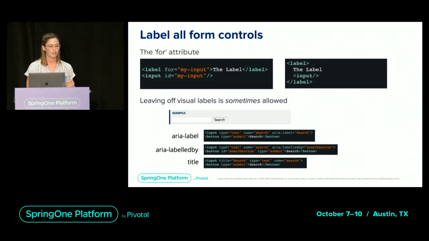Sometimes you are allowed to leave off visual labels. In the example I have up there, it's pretty intuitive to understand that the search button is the label for the text box, and if you do that, just remember to let a non-sighted user know by using ARIA attributes, which I will explain a little bit more in just a minute.